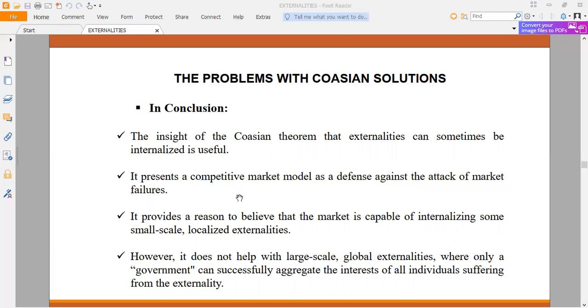Okay. But then we need to understand it really works for small scale issues. And if the thing is being affected by a lot of people, the theorem doesn't really work.